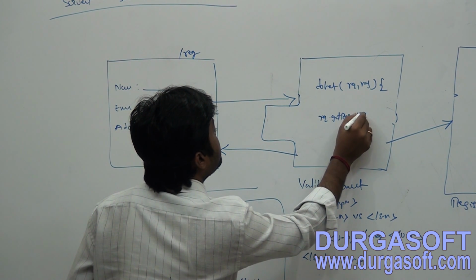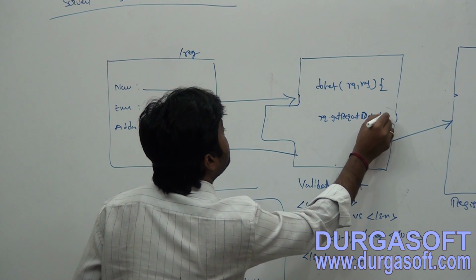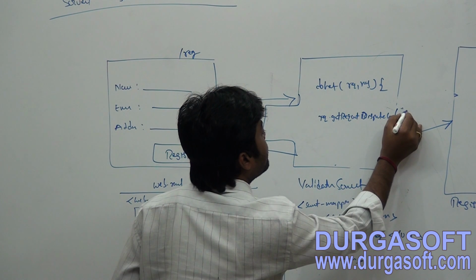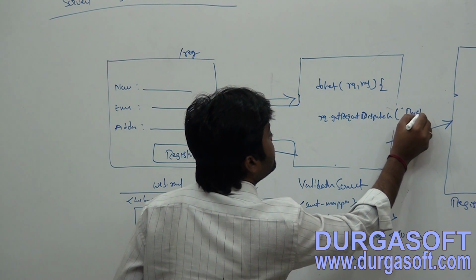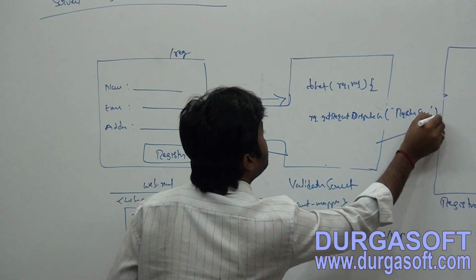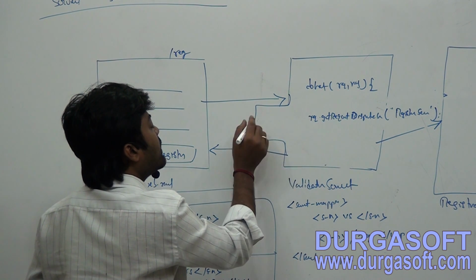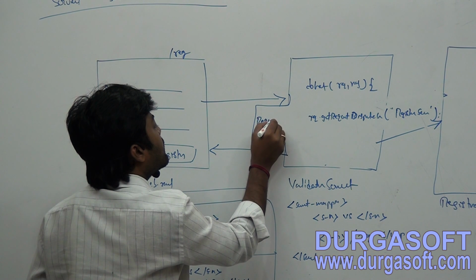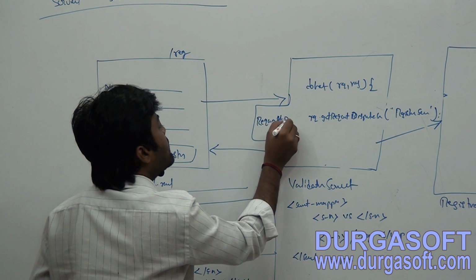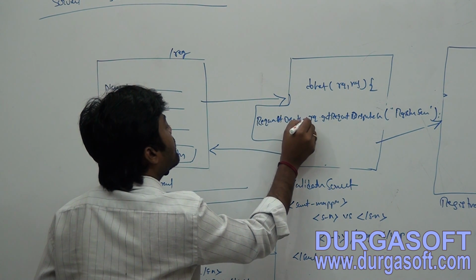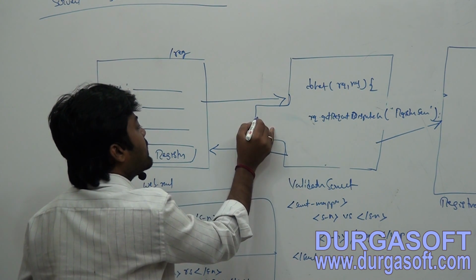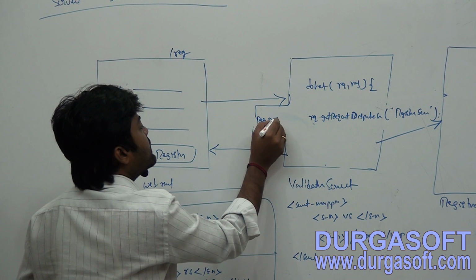Get request dispatcher. Here you should pass your servlet name, so register servlet, and it will return a RequestDispatcher object. Okay, you will get a RequestDispatcher object here.